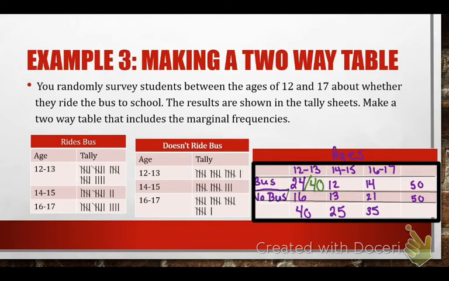Now here's where you don't have to do 16 divided by 40, the next one down. If 60% rode the bus and your total has to be 100%, how can you figure out what percent did not ride the bus? 100 minus 60. Subtract that from 100. The two together have to equal 100%. If 60% rode the bus, that means 40% did not. Makes sense?